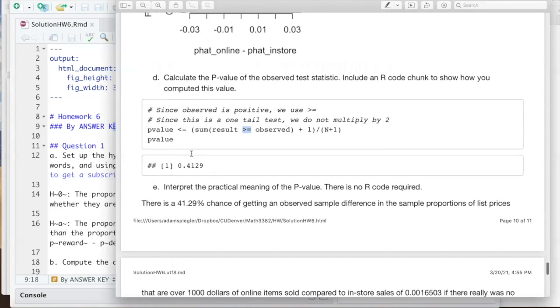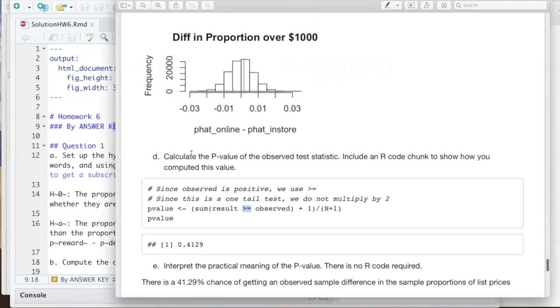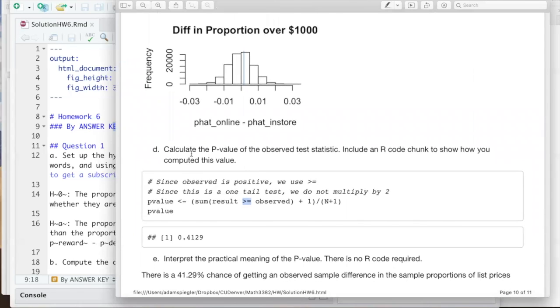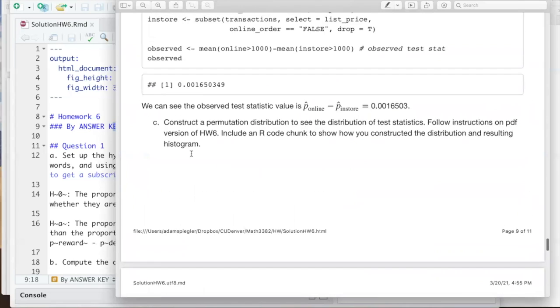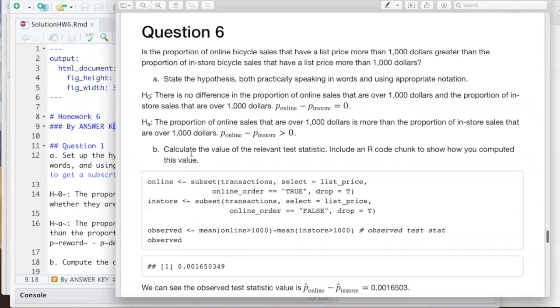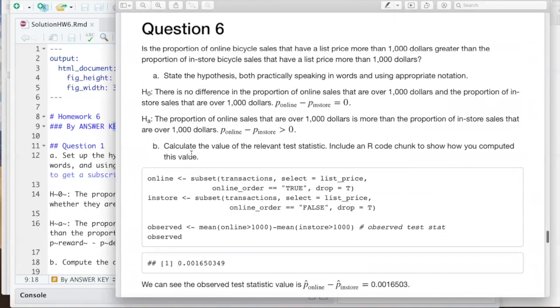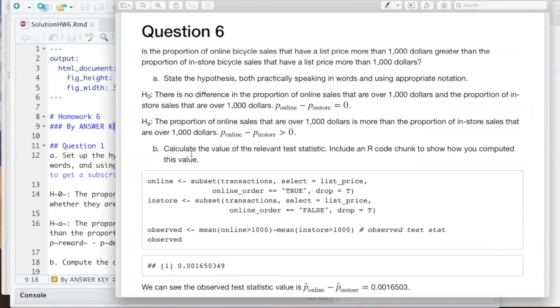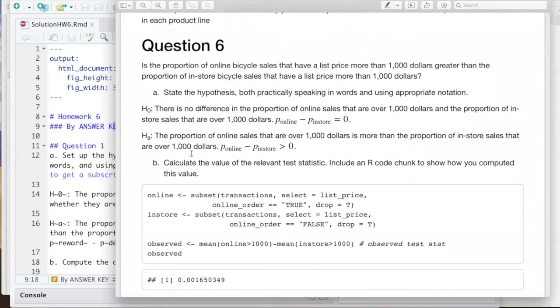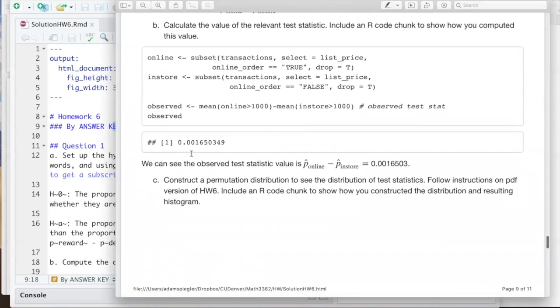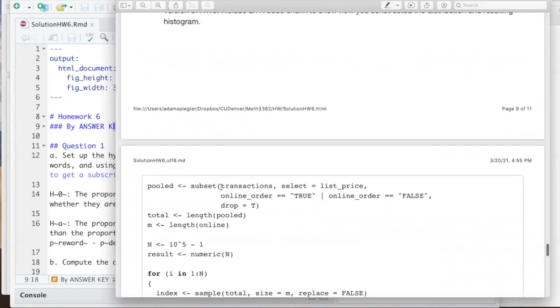So I would just encourage you to pay attention to the notation that you're using when you're stating the hypotheses, and pay attention to how you're interpreting your p-values. And how you're coding things in R is definitely coming along nicely. The catch in these last couple of questions was being sure that your pooled sample only contains observations from the original data set from one of the two groups that you're comparing.